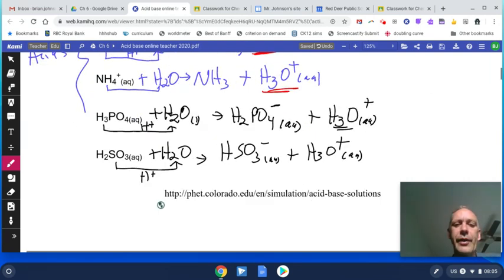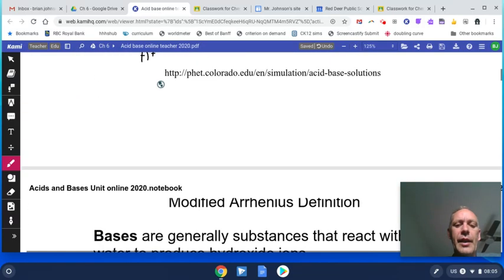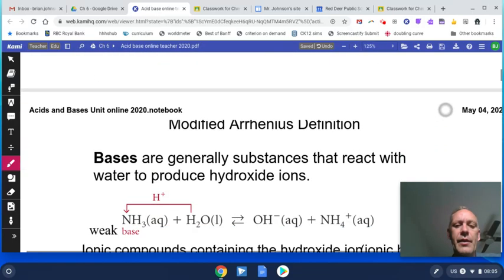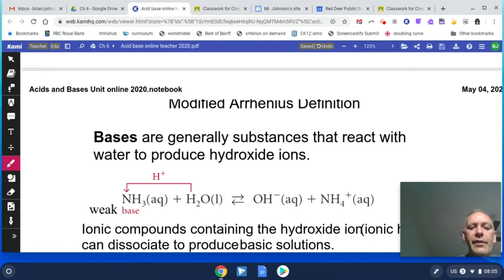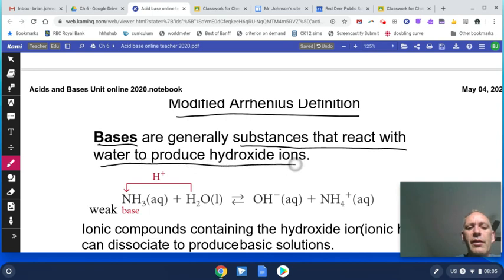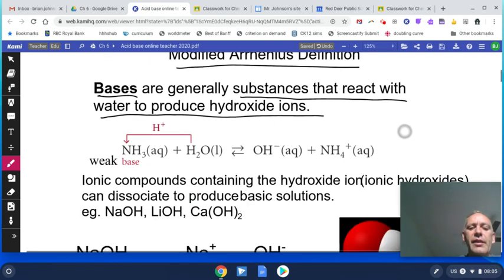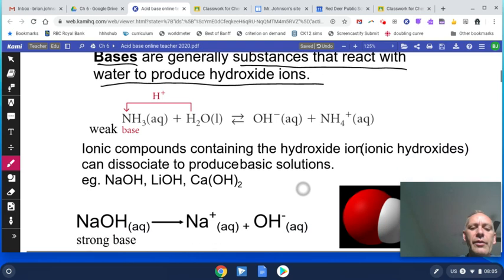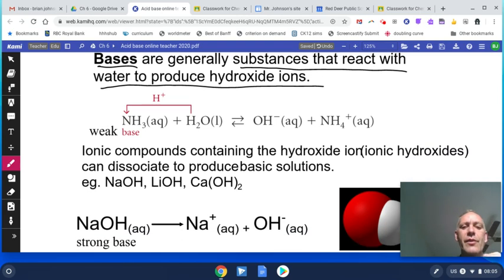Hey, we're almost done. And now we're going to look at bases. According to the modified Arrhenius definition, bases are substances that react with water to produce hydroxide ions. Now they can do it two ways. They can dissociate in water to make hydroxides, or they can react with water. So here's an example of ammonia reacting with water.